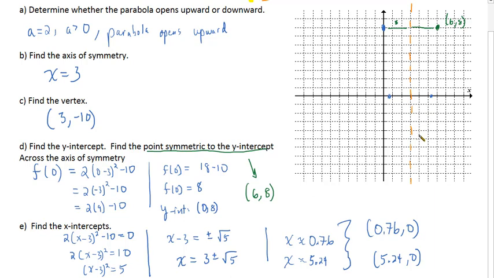And my vertex was at 3, negative 10, so that's here. And so, using all that information, I can draw a rough sketch of the parabola. So let's see if I can get this reasonably done. We need that U shape, and my vertex is the lowest point on the curve. And so we get something like that. And there's the graph of the parabola using all of that information.